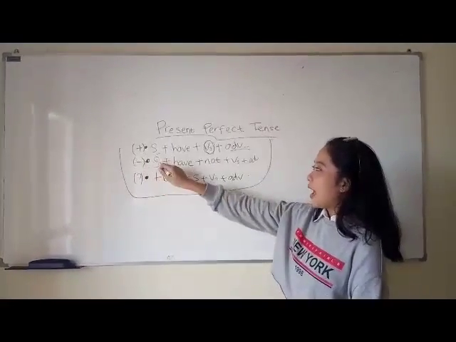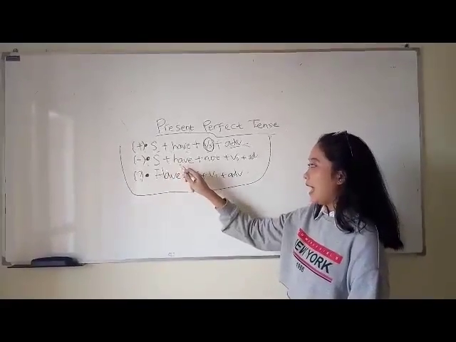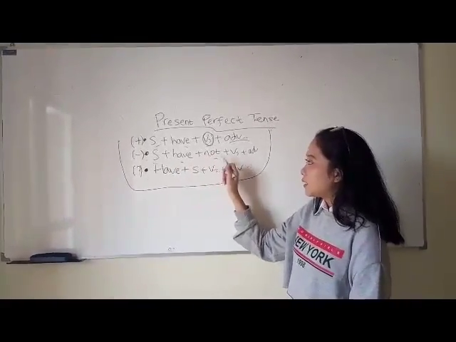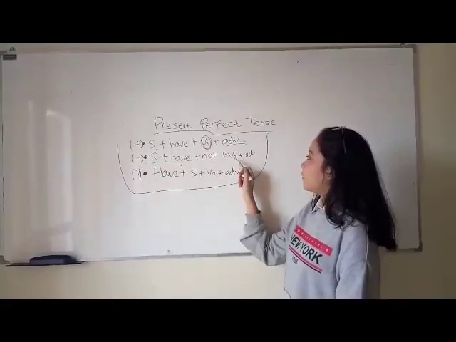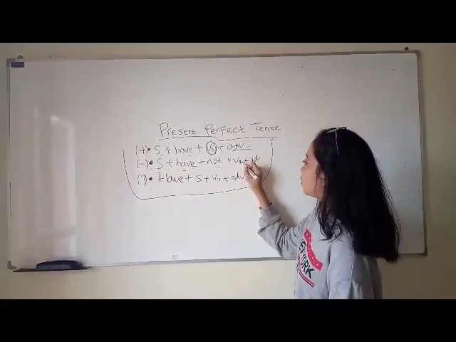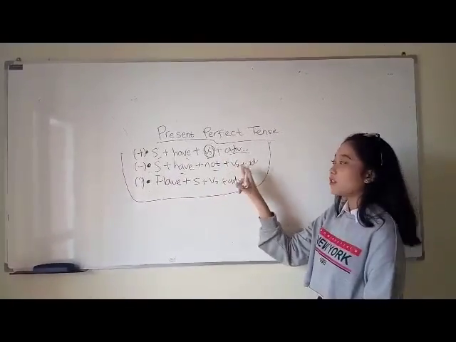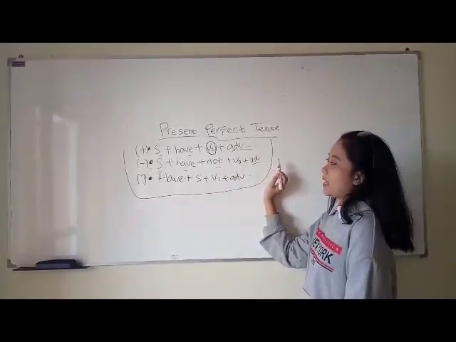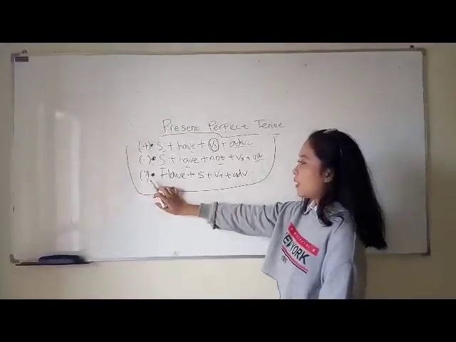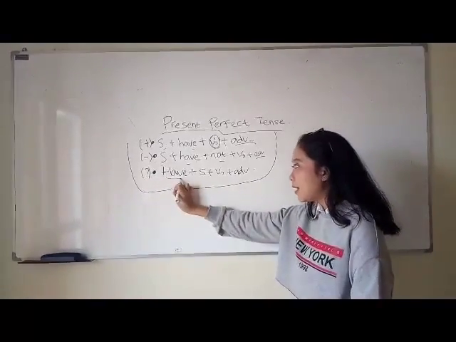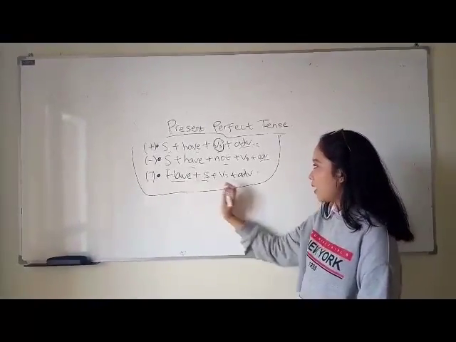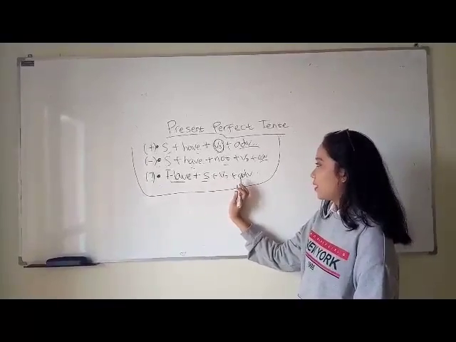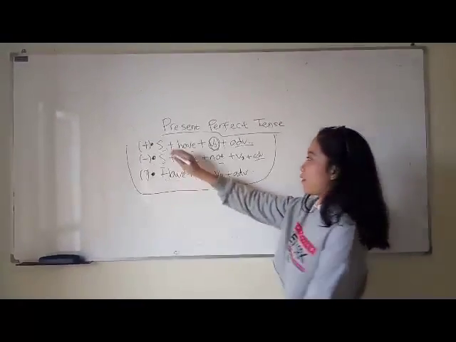For the negative, you have to put the subject and then have plus not because it's the negative. And then verb 3 again, it's a must to use verb 3. This is the form. You cannot use this with any other kind of verbs. And then you add an adverb at the end of the sentence too. For the interrogative, you have to use have. You put the subject after have and then verb 3 plus adverb. Now I'm going to give you the real example for this one.